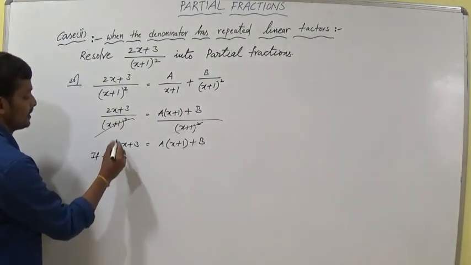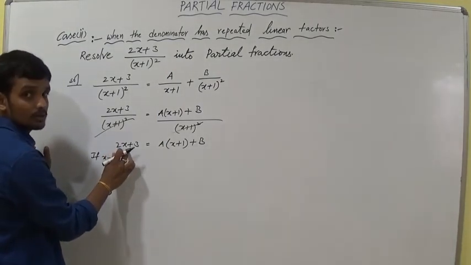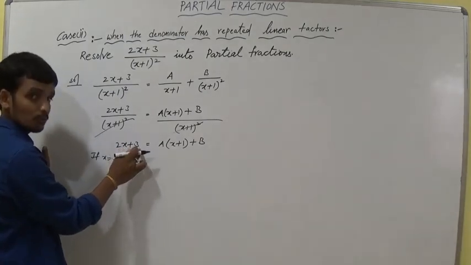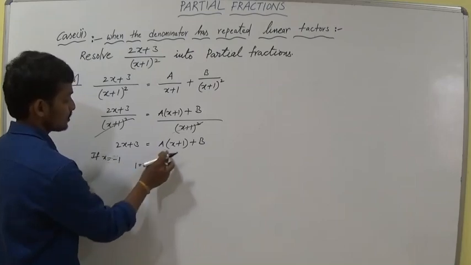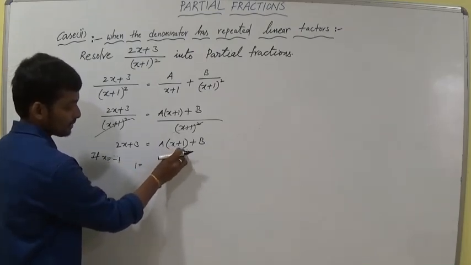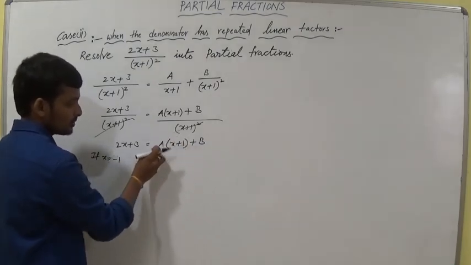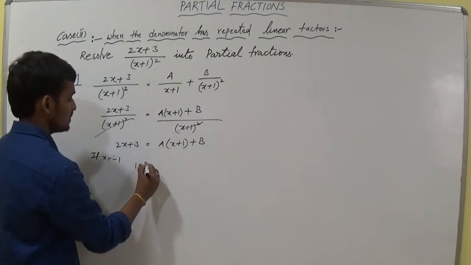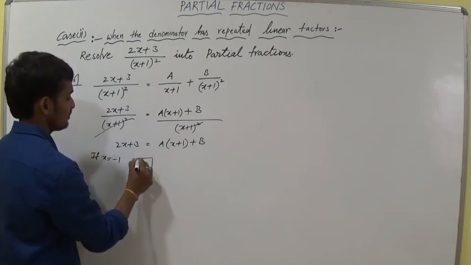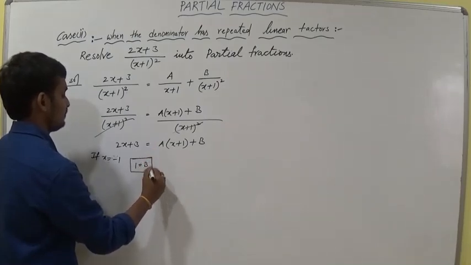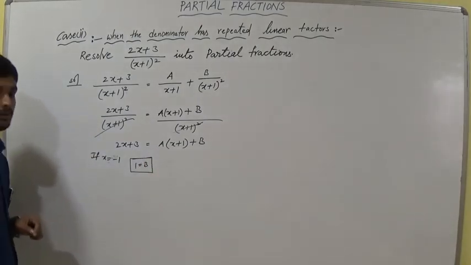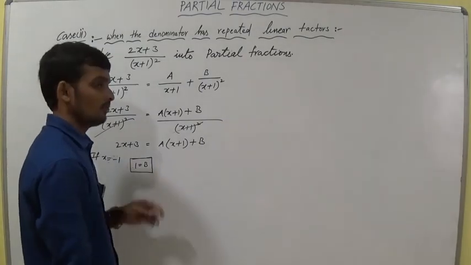If x is equal to minus 1, substitute it. 2 into minus 1 is minus 2, minus 2 plus 3 is 1. 1 is equal to, if you substitute minus 1 here, minus 1 plus 1 is 0. A into 0 is 0. So b is equal to 1.